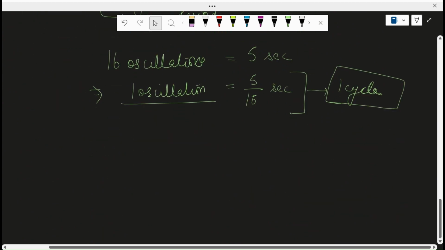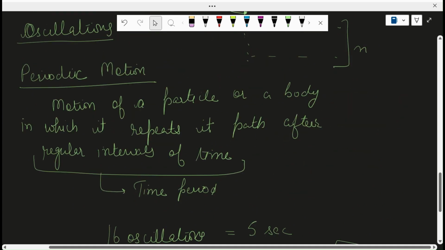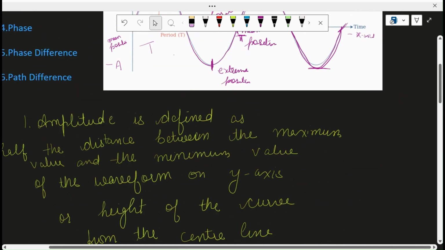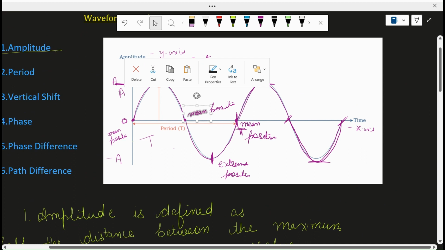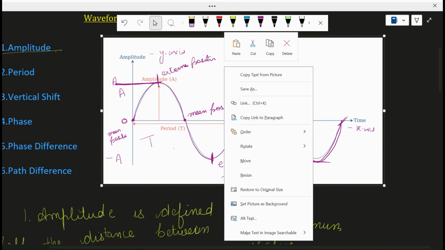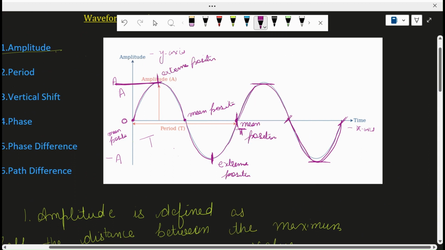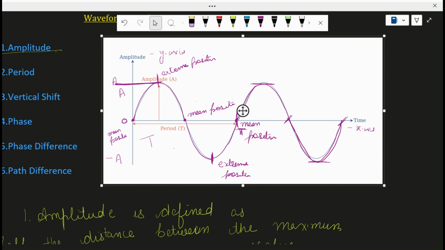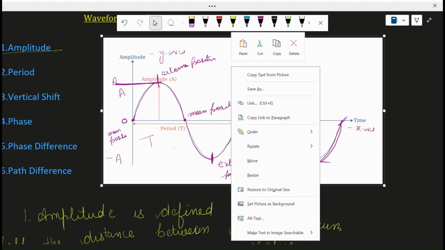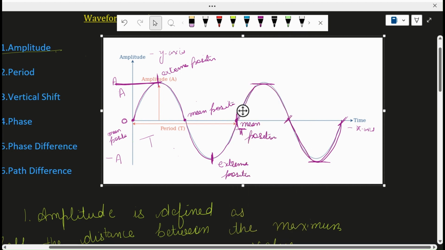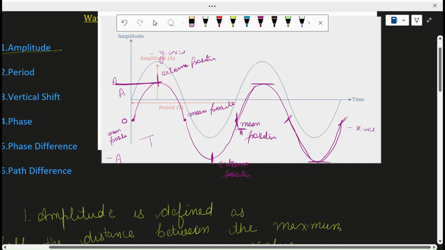And let us move on to what is vertical shift, right? So let me quickly copy this particular diagram so it is convenient for us not to move again and again back to the top of the screen. Let me just copy it.